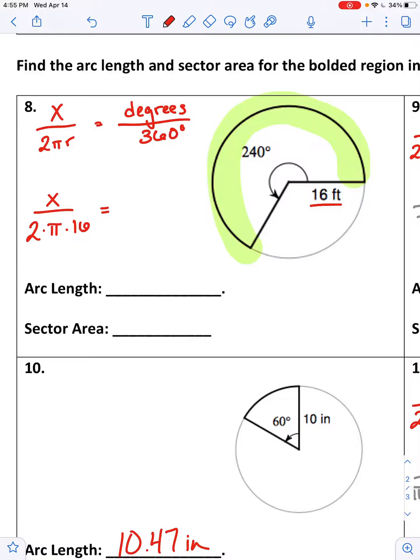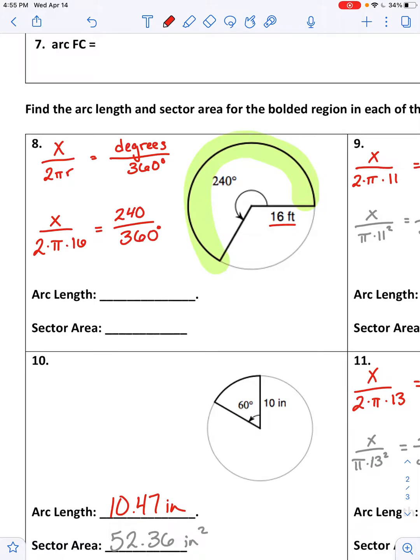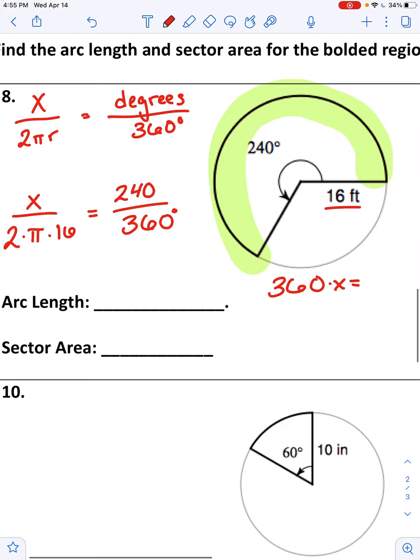And now we're going to do part over whole with the degrees. So the part that we're looking for has a central angle of 240 degrees, over my whole circle, which is 360 degrees. And then I could cross multiply. So I would take 360 times x equals, now 2 times 16 is 32.